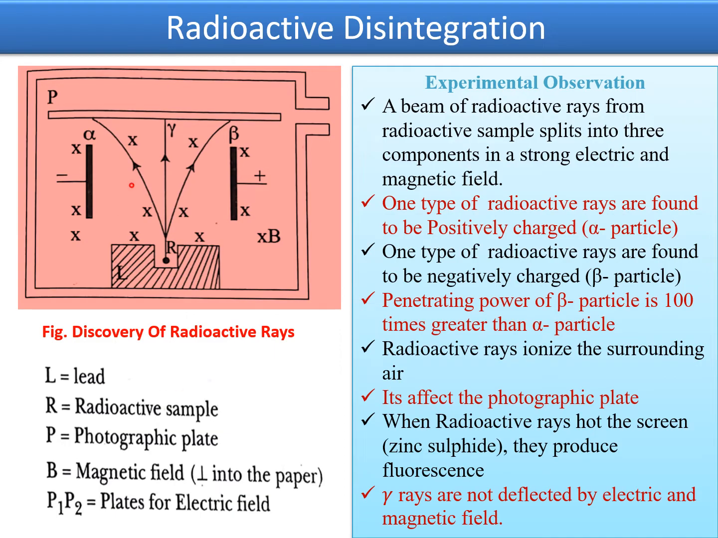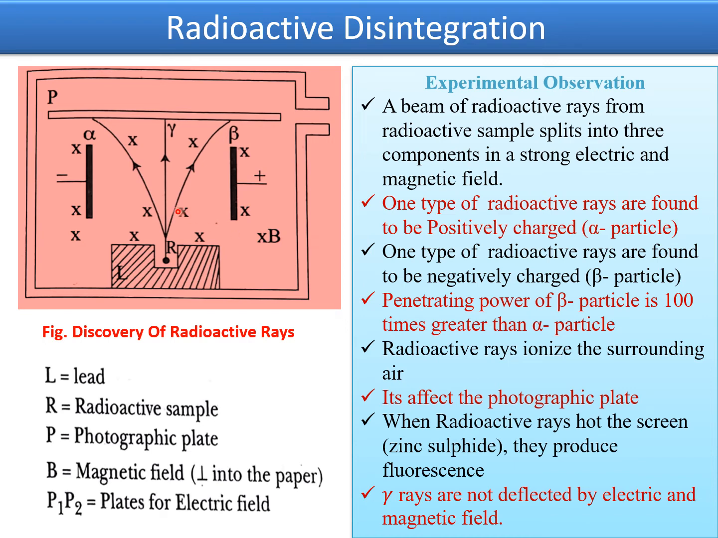Next is a well-known diagram of the radioactive disintegration, where there is a lead box. The lead box has the property to absorb the radiation, alpha, beta, gamma radiation, where R is the radioactive material. P is the photographic plate, on which the alpha, beta, gamma radiations are incident, and it gives the path of the incident particles. Next one is B, where the cross symbol shows a magnetic field perpendicular to the plane.